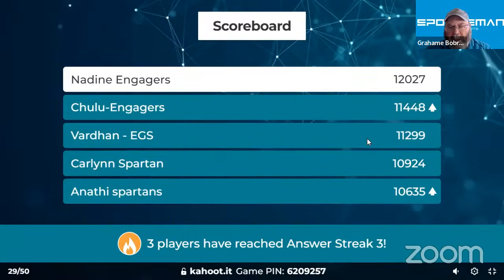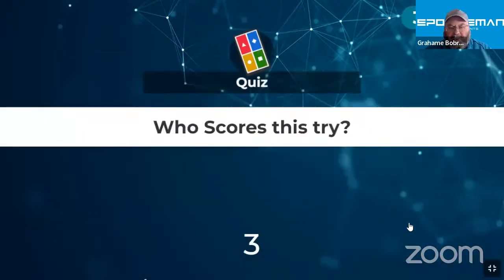I think Varden might have fallen into that trap there. Chulu has taken him over, and we've got 2 engagers, an EGS, and 2 Spartans on that leaderboard. Keep going, guys. Question number 30. Who scores this try?